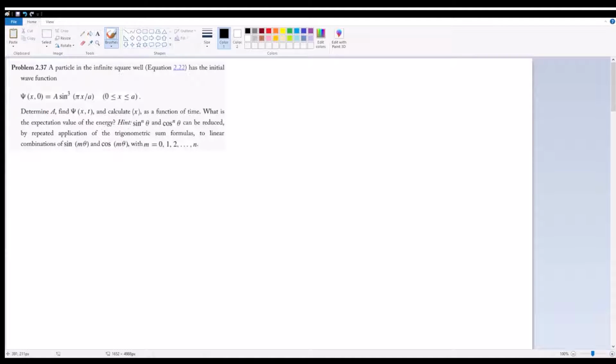To do all this, we're given the hint that sine and cosine powers can be reduced via application of trigonometric sum formulas to linear combinations of sine m theta and cosine m theta, with m being 0, 1, 2, etc. So let's take this one at a time. Start by trying to find A. To do that, we just normalize.